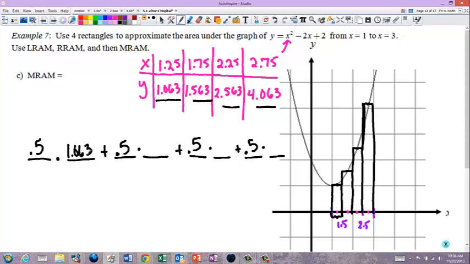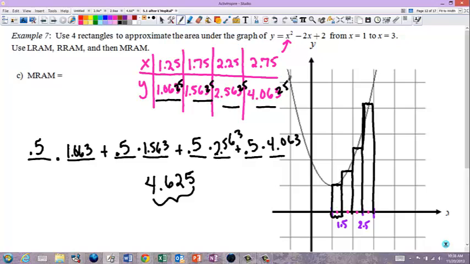1.063, 1.563, 2.563, and 4.063. We add those all together, and you should get 4.62. You may actually get 4.626 because when I did it on my paper, I had it rounded to four decimal places. This is more accurate though because it was actually 2.5 on all these, but I didn't have room to write that. Okay, and that was a midpoint Riemann sum.